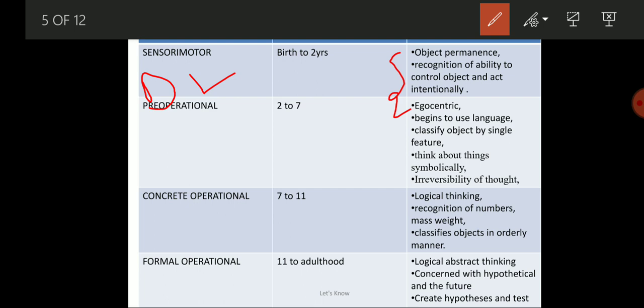Here you see formal operation, it is from 11 to adulthood. Logical abstract thinking, as we have discussed, is abstract thinking, not concrete. Concrete is at the concrete operational period. Then it is concerned with the hypothetical and the future; he can imagine, he can understand scientific hypotheses, etc.